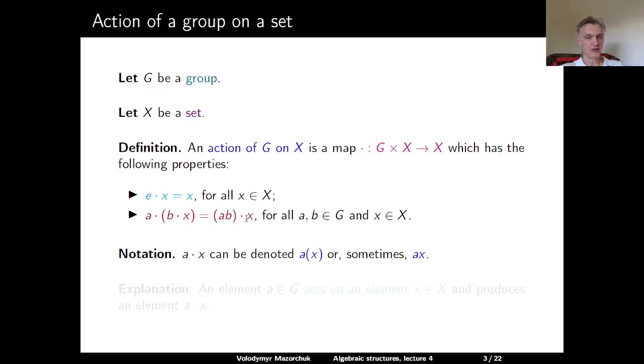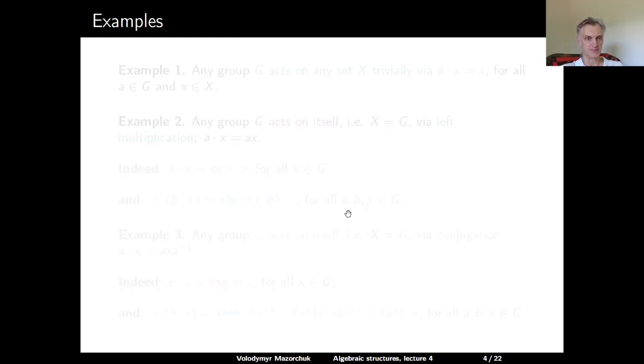There are possible different notations. So a dot x can sometimes be denoted as a of x and sometimes simply as ax. So we act by a group element a on the element little x in our set X, and we produce an element from our set. So an element of a group acts on an element in a set and produces an element in our set. So this is our setup.